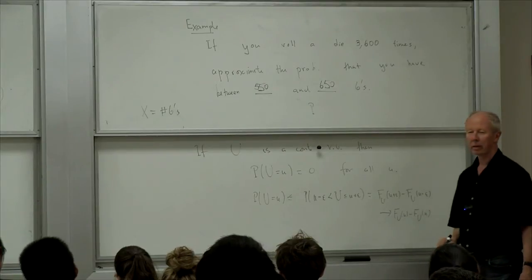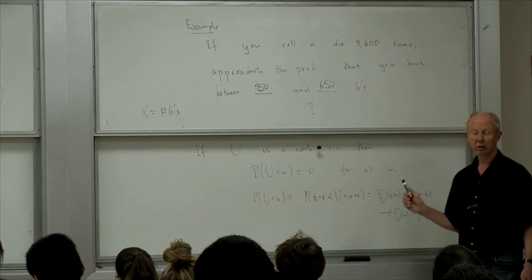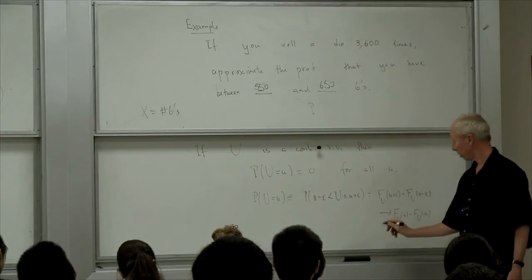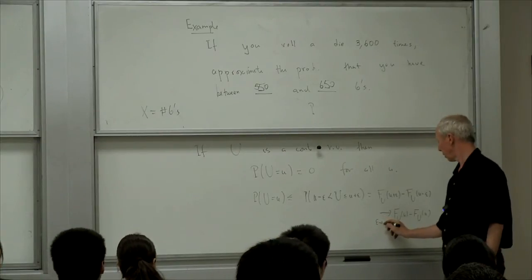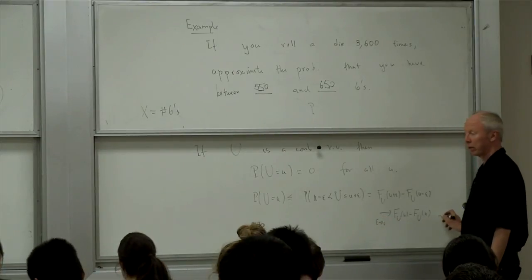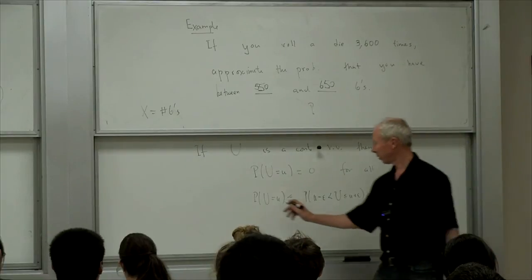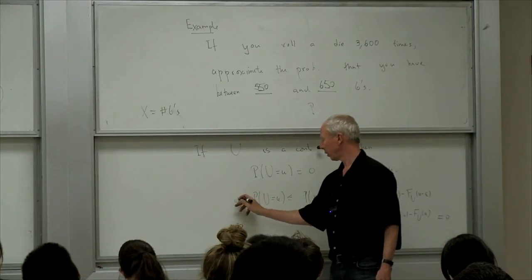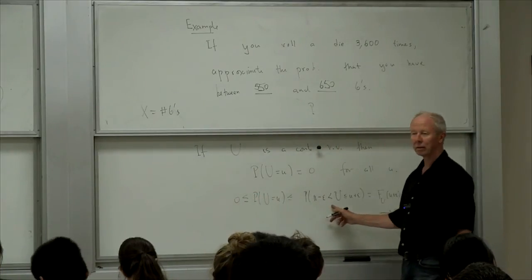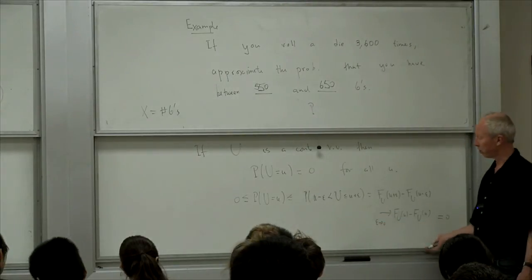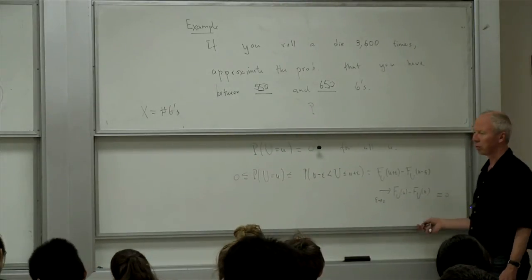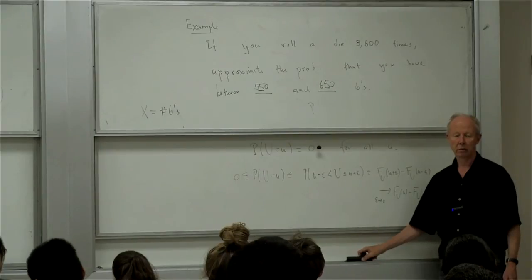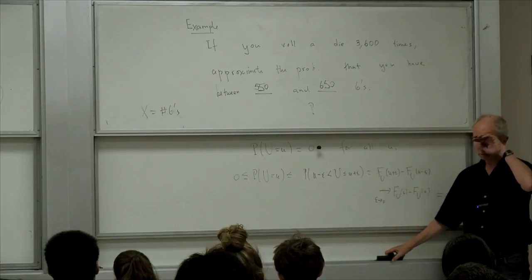Why? The distribution function is continuous. And this difference is 0, and this is bigger than or equal to 0. And this holds for every epsilon. So we conclude that the probability capital U is equal to u is 0. Okay?